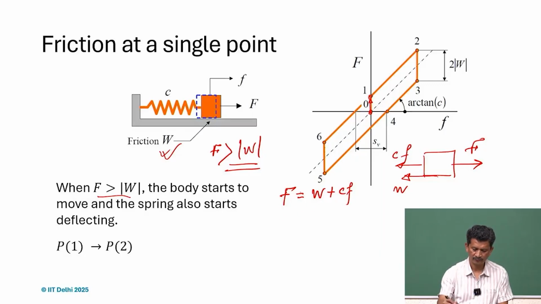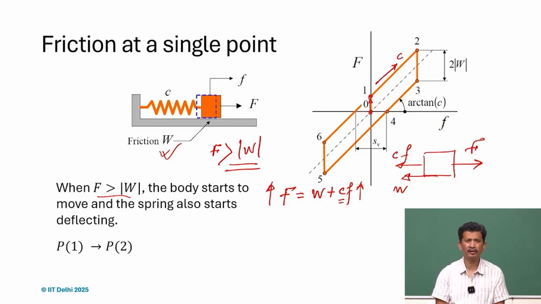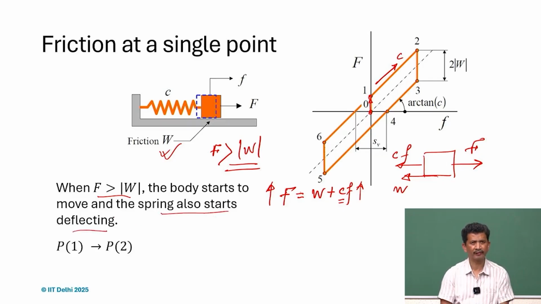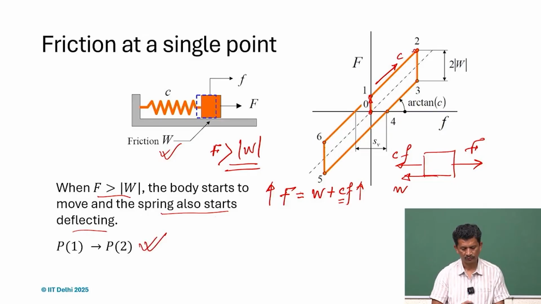Now what we see here, as we keep increasing this F, this displacement will also increase and the slope will be C. So it will start moving in this direction, and this is the stiffness. The slope will be the stiffness of the spring. So the body will start moving and the spring will also start deflecting. There will be deflection in the spring and that will balance the external force. P1 to P2.